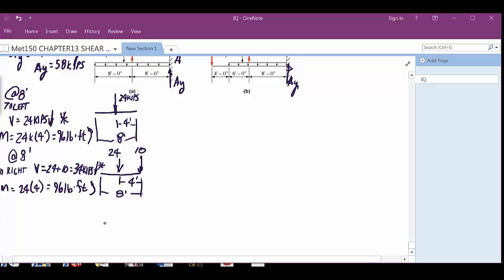But the shear diagram then, I just have a quick question. Is it 96 pounds or 96 kips? Oh, kips. Yeah, yeah, thank you.